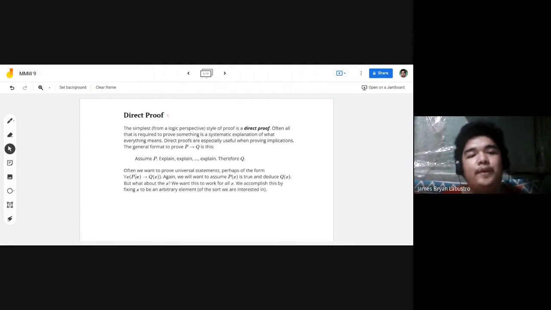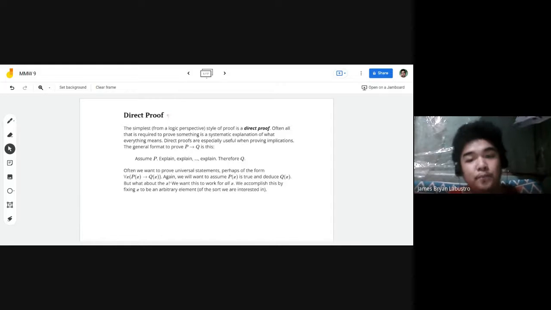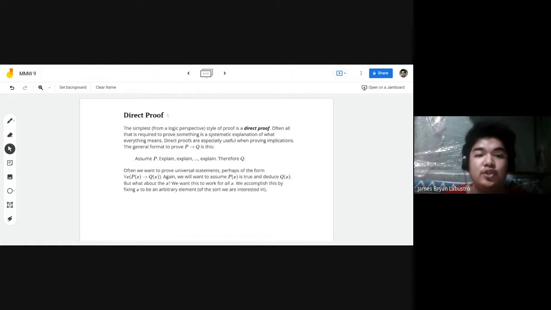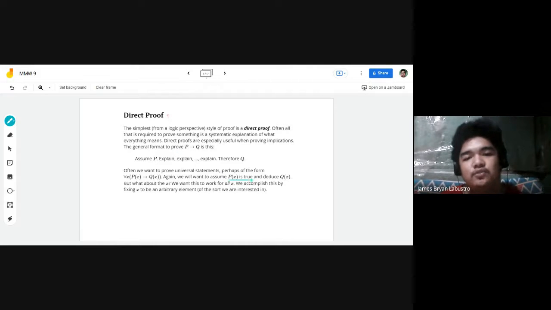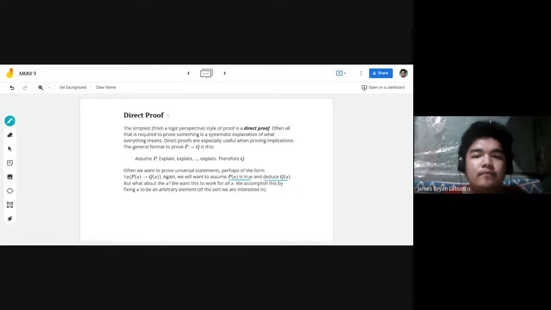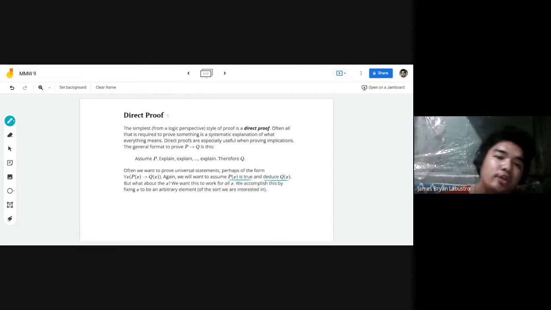So, often we want to prove universal statements, perhaps of the form: for all x, p of x implies q of x. Again, we will want to assume that p of x is true and prove q of x. So we're going to assume this one, okay? P of x is true and we're going to prove q of x. So direct siya, okay? We assume p of x, the hypothesis, and we're going to prove the conclusion, or the q of x.